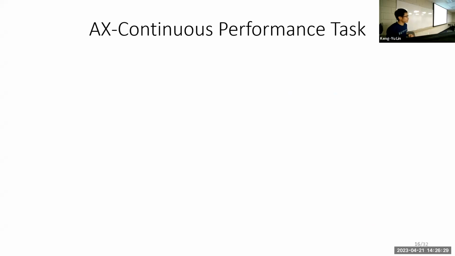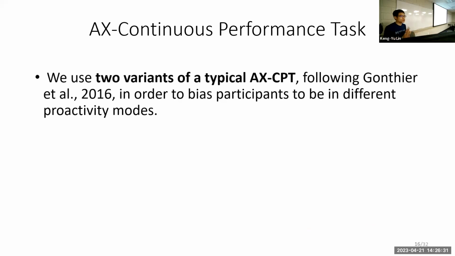For the current experiment, we are using 2 variants of the AX-CPT task, following Garcia et al. 2016, because in their experiment, their manipulation of the AX-CPT task can bias participants to be in a different proactive mode. So we follow their design and we use it in the current study.